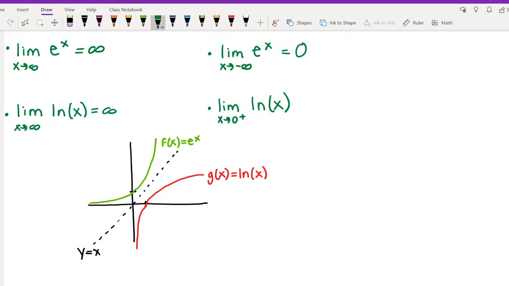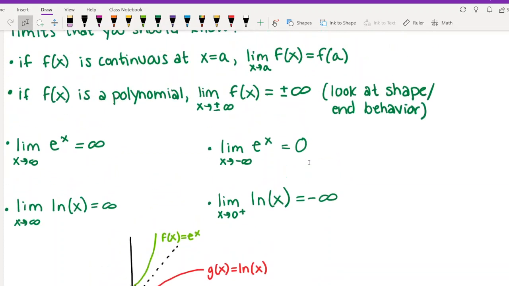And then the limit as x approaches 0 from the right, well, why is it only from the right? It's basically because you can't take ln of a negative number, so there is no part of the graph to the left of 0. So if we look at what's happening to this graph, it's going down and down and down. So the limit as x approaches 0 from the right of ln of x is negative infinity. So those are some good ones to know. And again, if any of these come up, you don't need to prove anything or do any calculations. These ones you can just say, okay, I know what the answer is.